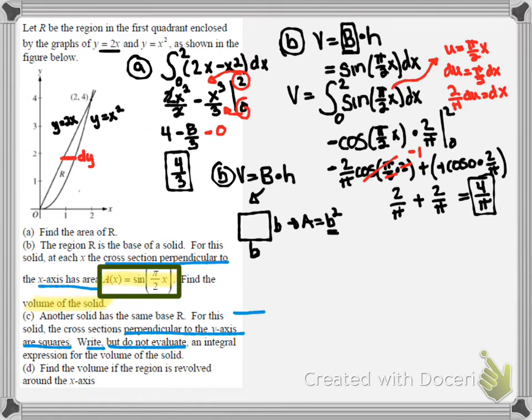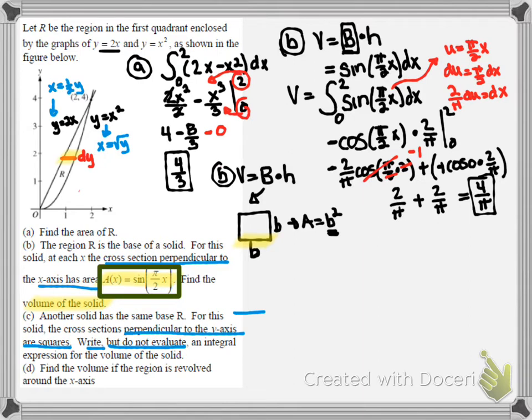So what I need to do is find what the length of this base is. And the length, since it's horizontal, is going to be the right length minus the left one. But because it is horizontal, I need to write all my equations in terms of x. So this one, in terms of y, sorry, I need to solve for x. So this is going to be x equals the square root of y. And y equals 2x would become x equals 1/2 y.